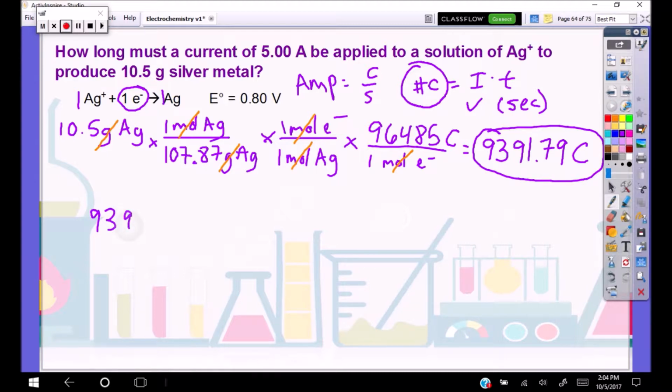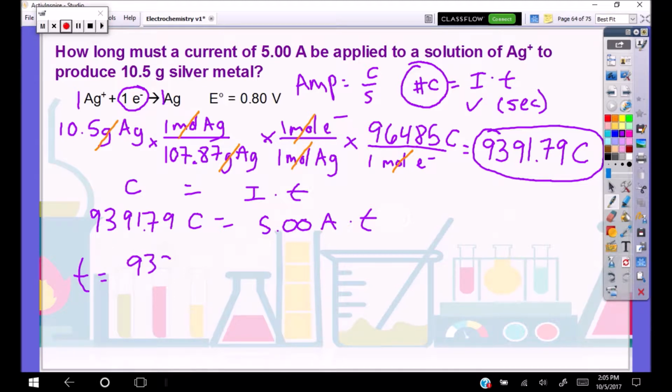So we've got 9,391.79 coulombs. This is our C. And we've got I times T. We've got 5.0 amps times T. How are we going to solve? All right, let's rearrange. 9391.79 coulombs over my amps, which is 5.0. Remember that the units are going to be coulombs over seconds. Coulombs are going to cancel out in this case, and we'll be left with our seconds.